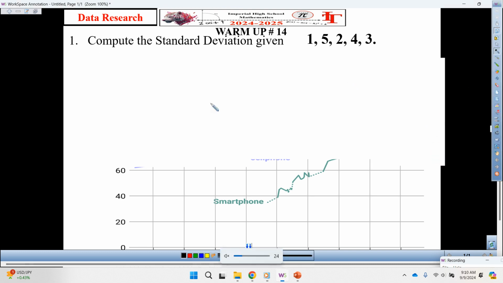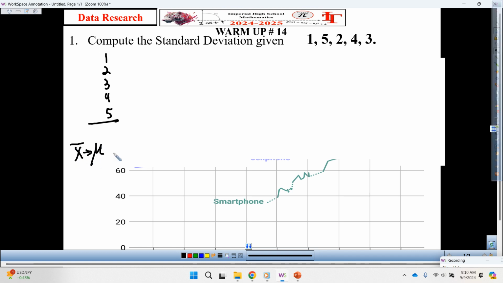All right, so we got 1, 2, 3, 4, 5. If we find X bar, or in other words, the mean, we get 15. So 15 divided by 5, that is 3. So far, so good?